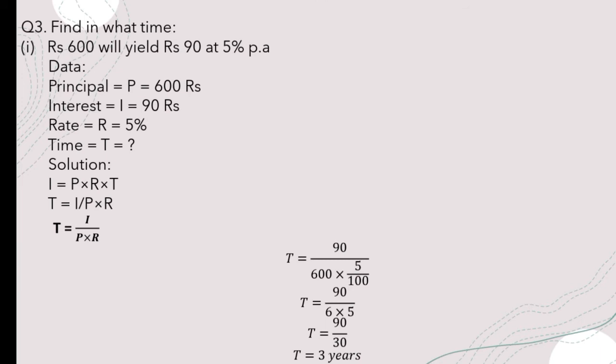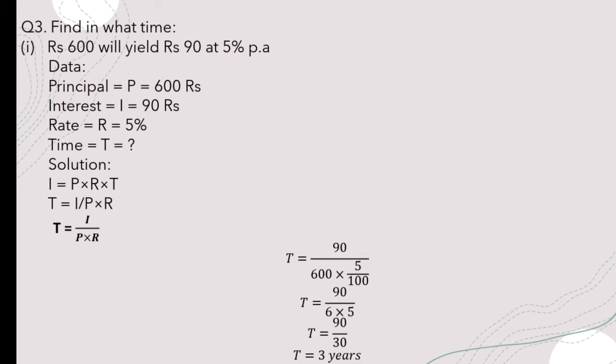So this time we have to find the time. In what time will rupees 600 yield rupees 90 at 5% per annum? So principal is given, which is 600 rupees, interest is also given, which is 90 rupees, rate is 5%, and we have to find the time. We are going to apply the same formula like we did before, I equals P into R into T. We have to solve it for the variable T.